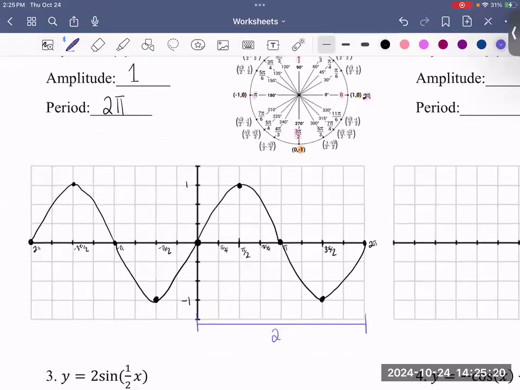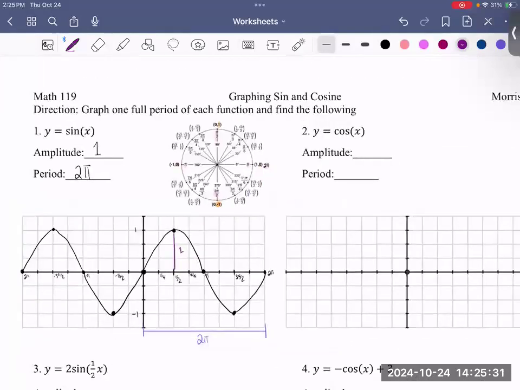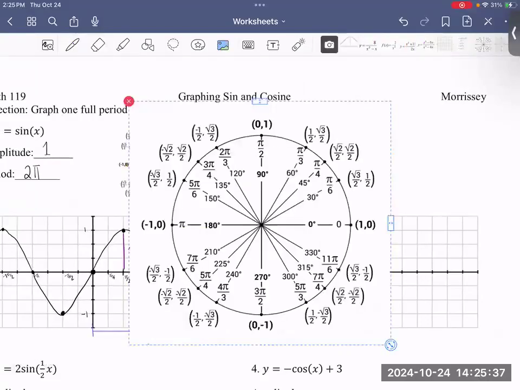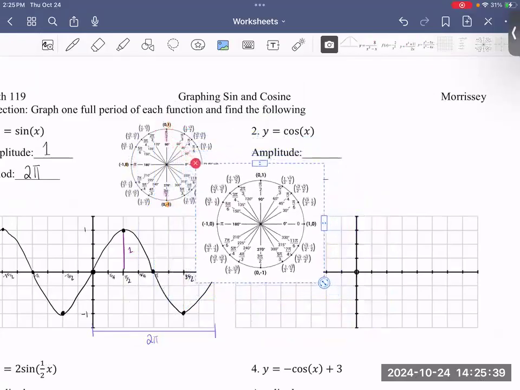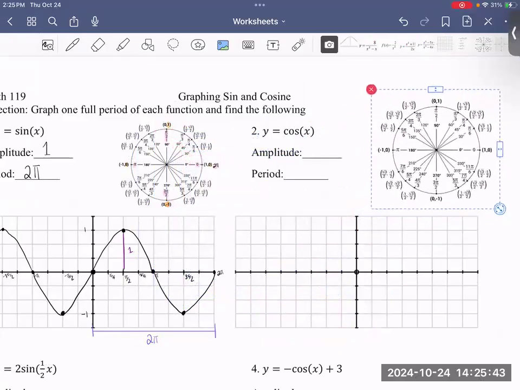And again, this was your period of 2 pi, and the amplitude is the height of each wave. So the height of each wave is 1. Now let's go ahead and graph cosine. So graphing cosine, and again, I'm going to be taking our unit circle here one more time and using it to our advantage so that we can go ahead and graph.